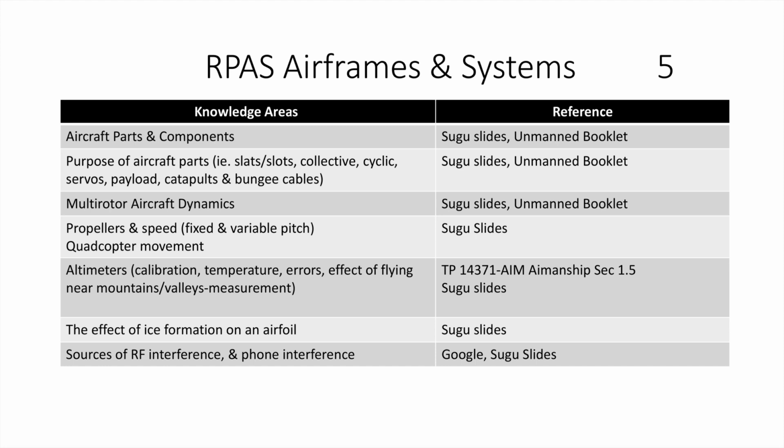Students should understand multi-rotor aircraft dynamics, propellers and speed, fixed and variable pitch, and its relation to quadcopter movement, the tail rotor of a helicopter and its purpose, altimeters, calibration, temperature, errors, effects of flying near mountains and valleys, measurement, the effects of ice formation on an airfoil, sources of RF interference and phone interference, planetary K indexes, and what an abnormally high K index will do.